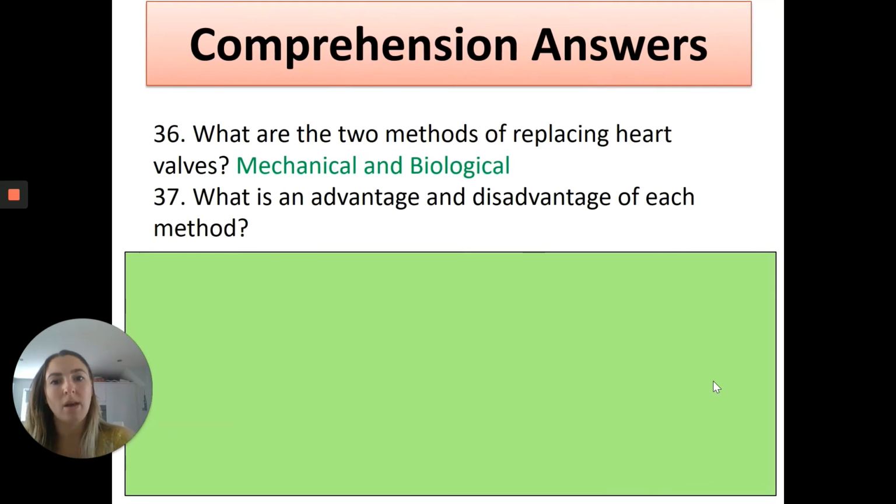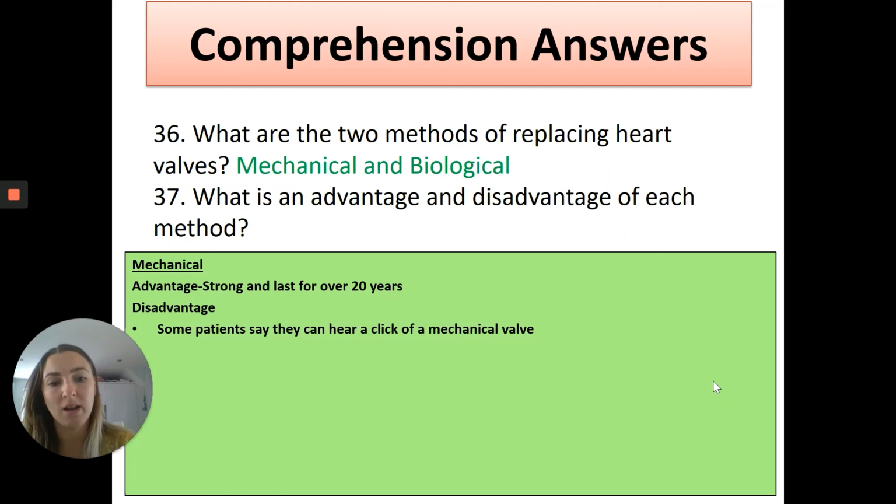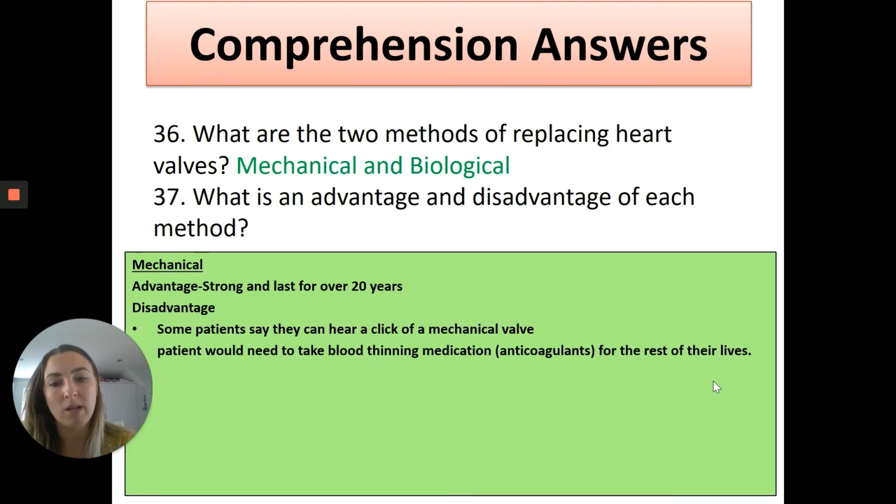Okay, so answers then to those comprehension questions. What are the two methods of replacing heart valves? We've got mechanical and biological, and then advantages and disadvantages of each of these methods. So mechanical, the advantage is that they are strong and they last for over 20 years. Disadvantages, they can hear the click, and they need to take the blood thinning medication for the rest of their lives.